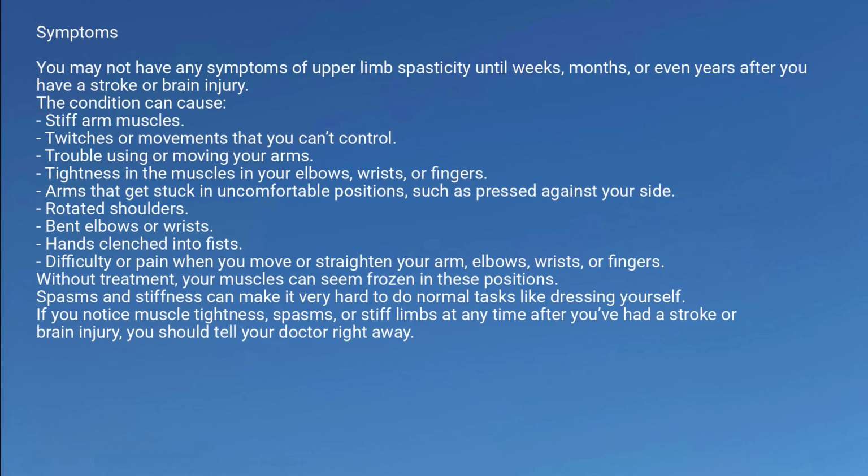Symptoms. You may not have any symptoms of upper limb spasticity until weeks, months, or even years after you have a stroke or brain injury. The condition can cause stiff arm muscles, twitches or movements that you can't control, trouble using or moving your arms, tightness in the muscles in your elbows, wrists, or fingers, arms that get stuck in uncomfortable positions, such as pressed against your side, rotated shoulders, bent elbows or wrists, hands clenched into fists, difficulty or pain when you move or straighten your arm, elbows, wrists, or fingers.